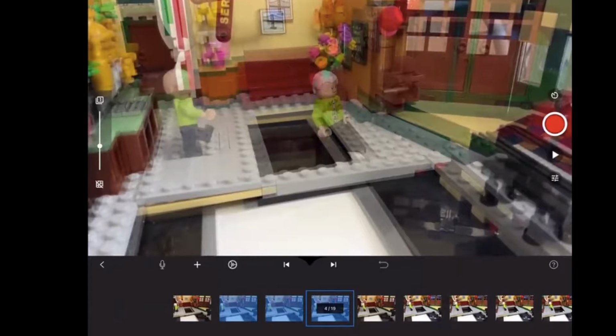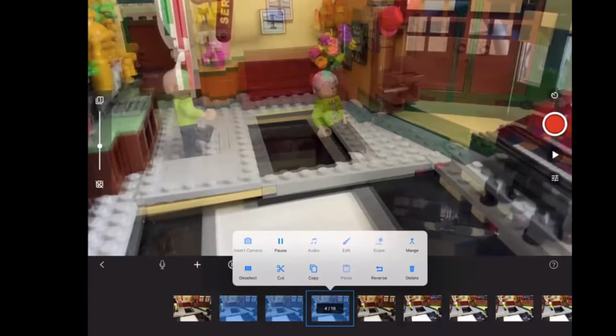3 to 10 frames is a good number. Don't go over 10. That's going to be oversaturating your movie project with this effect. Then select the merge option inside of Stop Motion Studio. This will merge those frames that you have highlighted in blue together, causing a blurred effect on the screen.